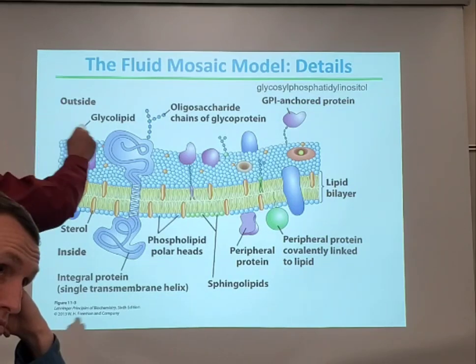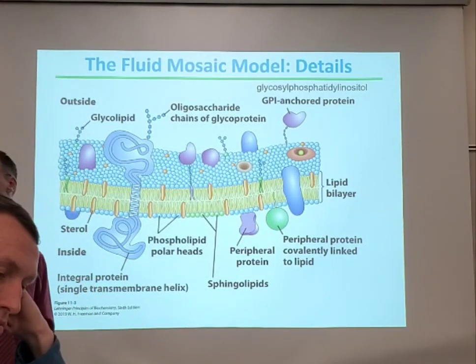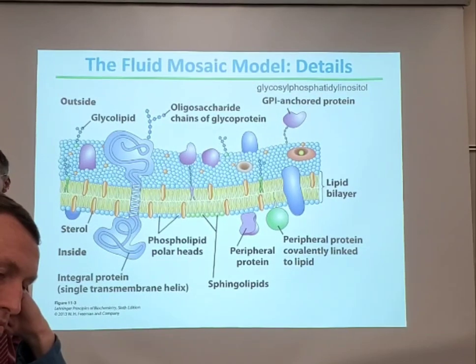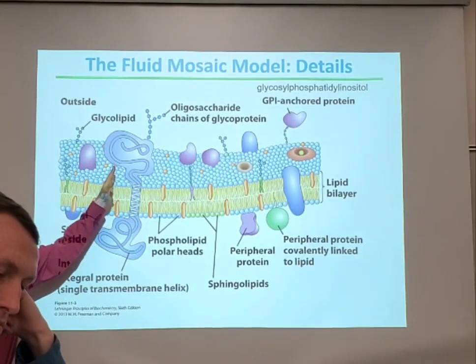And it's described as fluid. You already understand that because we talked about liquid ordered versus disordered. You talked about maintaining membrane fluidity. You understand that your cell, if it is liquid ordered, is dead, right? Okay, good. But there's a lot of other things in this membrane, right?